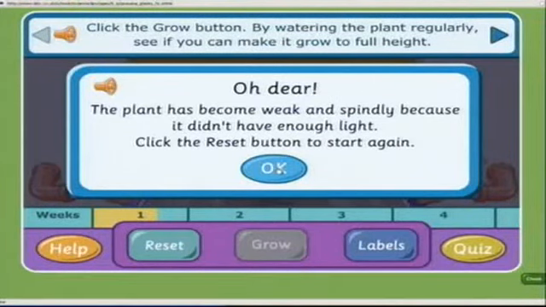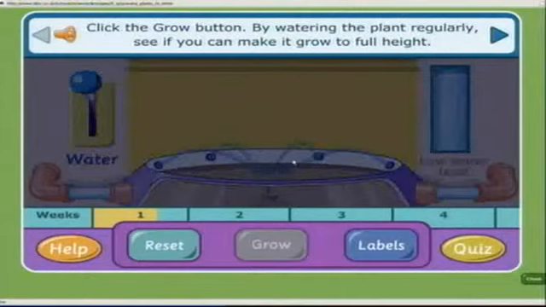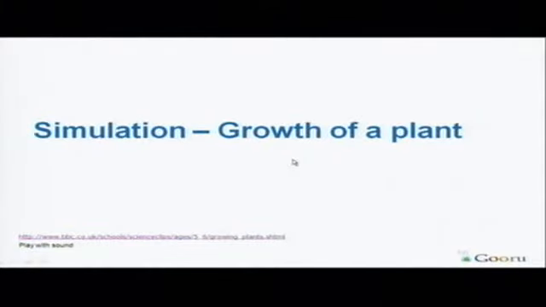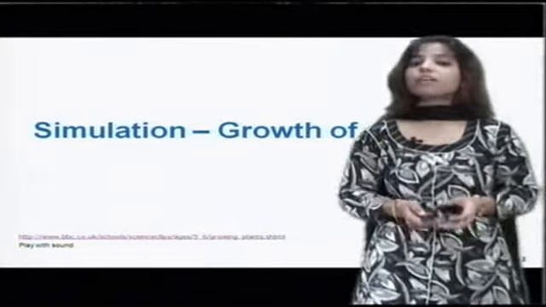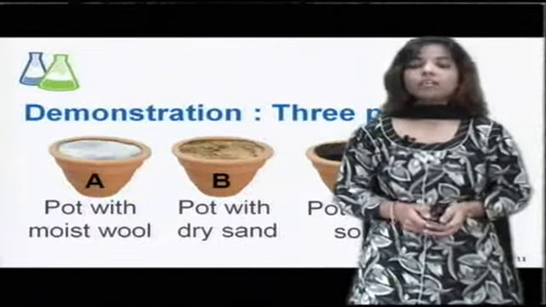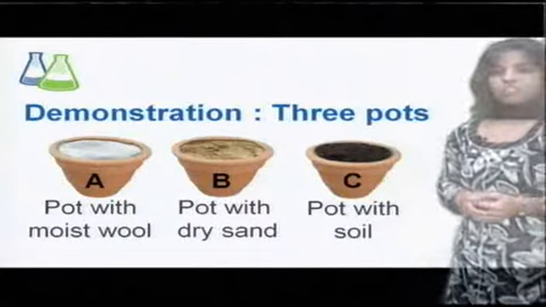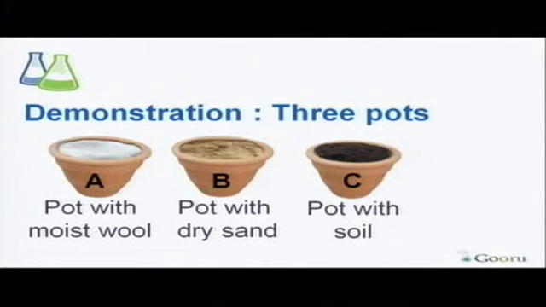So here we can conclude that water and sunlight and of course soil are all essential factors required for the growth of a plant. So I'm going to perform another demonstration here. As you can see, we have 3 pots, pot A, pot B and pot C. Pot A is filled with moist wool cotton, pot B is filled with dry sand, and pot C with soil. I am going to sow seeds in all the 3 different pots.